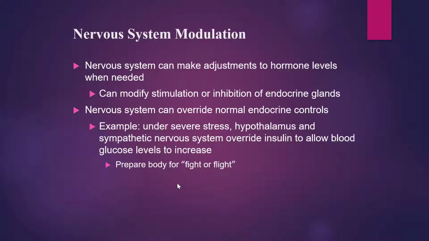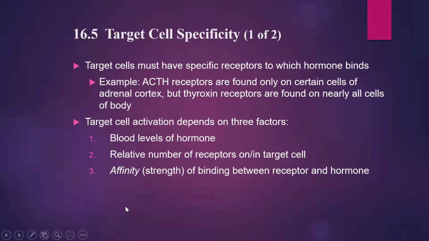So there is also what you call the nervous system modulation. The nervous system itself can make adjustments to hormone levels when needed. It can modify the stimulation or inhibition of endocrine glands. The nervous system can override normal endocrine controls. An example of this would be under severe stress, the hypothalamus and the sympathetic nervous system will override insulin to allow blood glucose levels to increase and prepare our bodies for fight or flight.